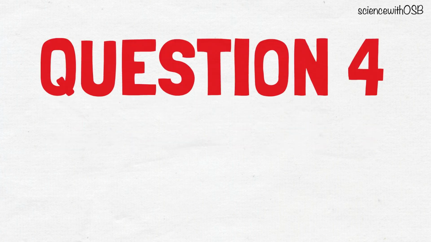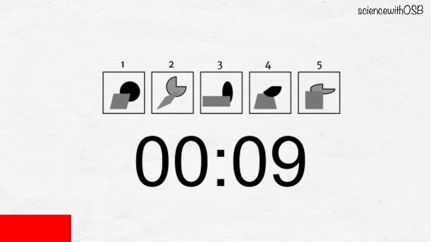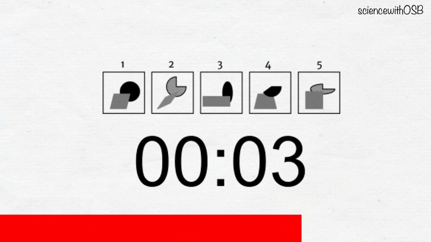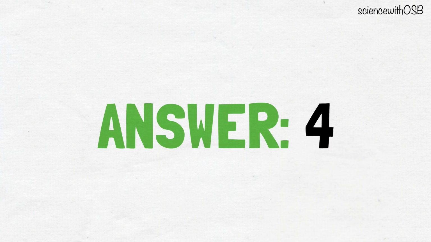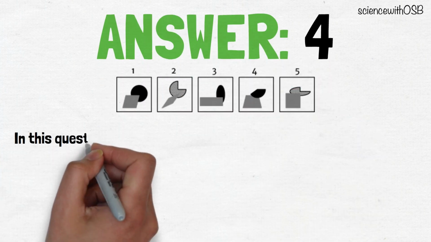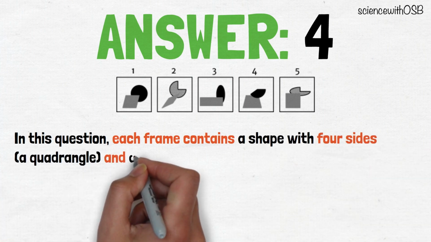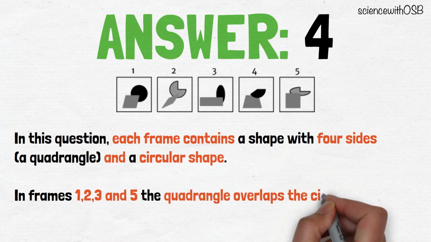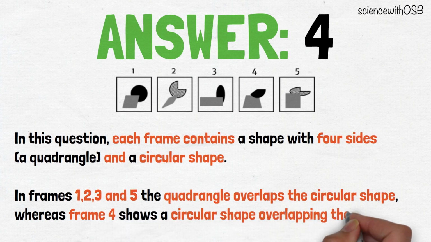Question number 4. Observe the figures closely. The correct answer is 4. In this question, each frame contains a shape with 4 sides, a quadrangle, and a circular shape. In frames 1, 2, 3, and 5, the quadrangle overlaps the circular shape, whereas frame 4 shows a circular shape overlapping the trapezoid. Therefore, the correct answer is 4.